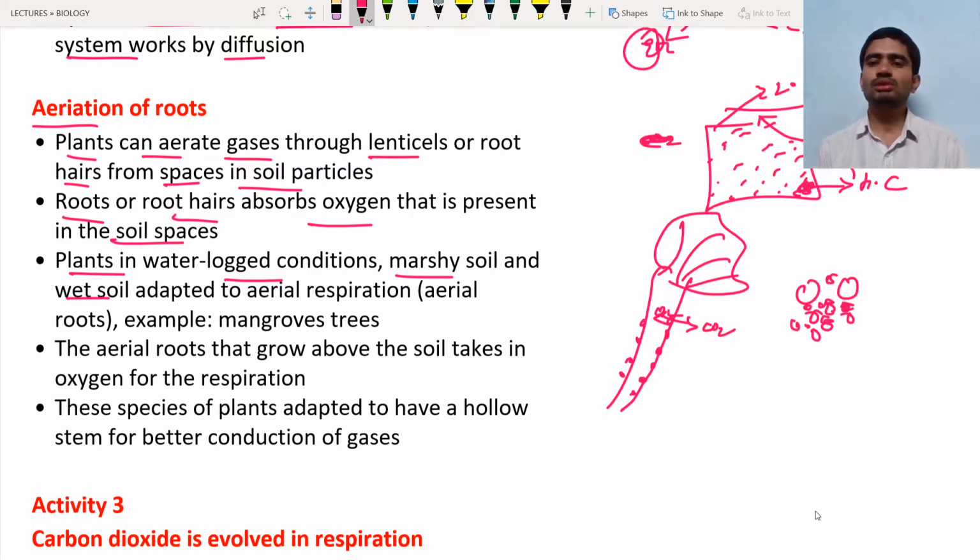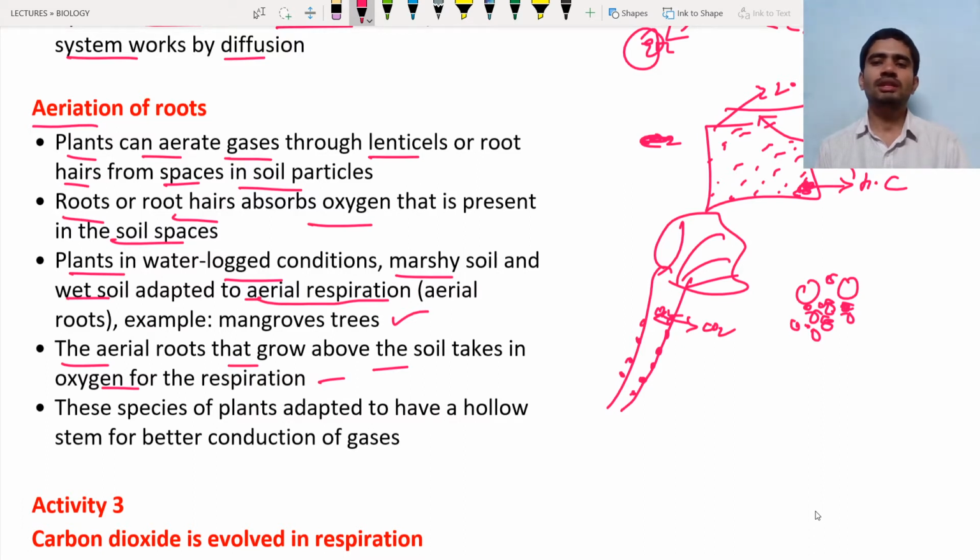As a result the roots don't get proper air. So there is only one choice, that is adaptation to the aerial roots. The aerial roots develop, and these aerial roots help in the exchanging of the gases. Example, mangrove trees. These mangrove trees grow near areas where there is a waterlogged condition. Next, the aerial roots that grow above the soil take in oxygen for respiration.